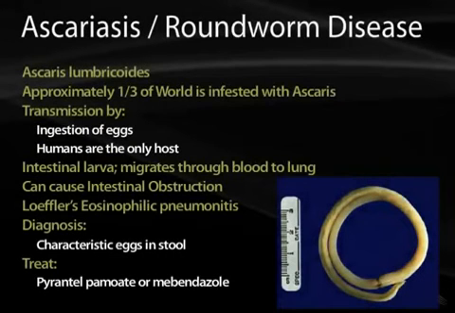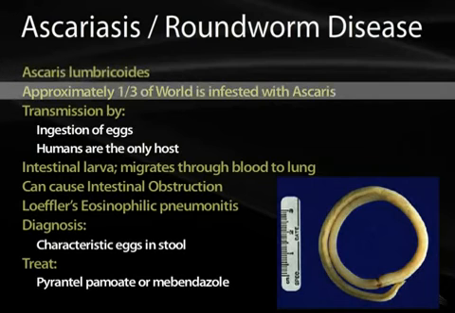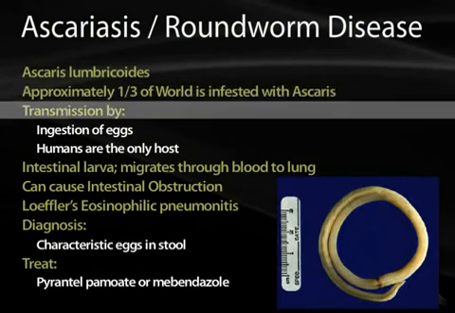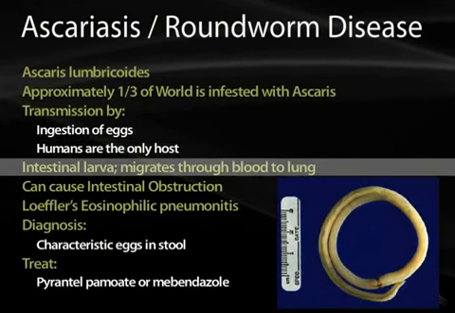Ascariasis, or roundworm disease, is a common worldwide problem. It's caused by Ascaris lumbricoides. Approximately 1/3 of the world is infected with Ascaris. Transmission is by eating the eggs, and humans are the only host. In the intestine we get larvae, and they migrate through the blood to our lung.